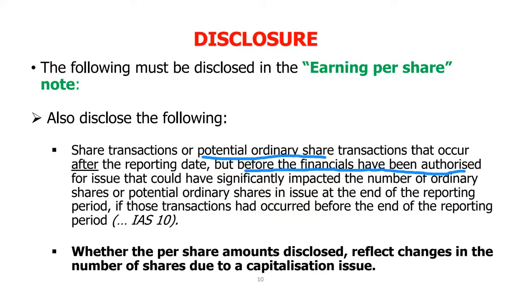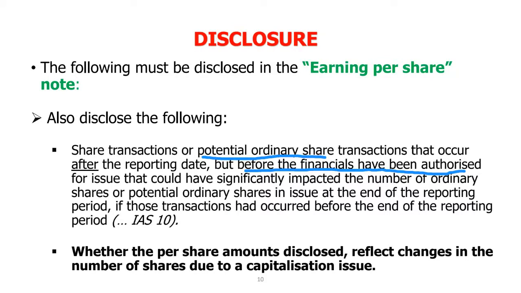to people and there is no confusion around the actual issue that has happened. The problem is that sometimes these issues can impact the earnings per share quite materially. So we must ensure that we disclose it clearly and also reflect the changes in the number of shares due to anything, for example, like a capitalization issue.